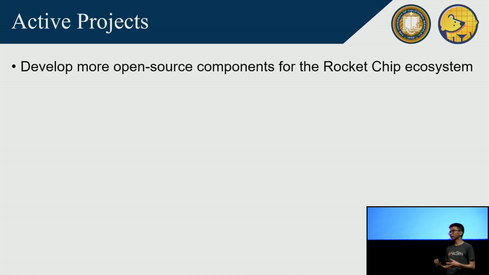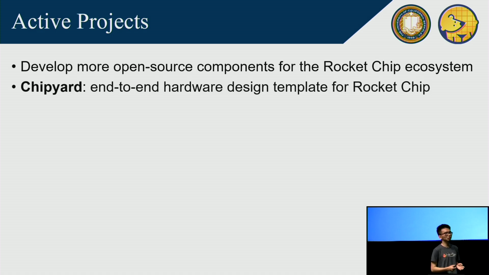At Berkeley, we are continuing to develop more open source components for the Rocket Chip ecosystem. As we finish our research and publish it, we will continuously develop open source repositories, whether they're generators or utilities that extend Rocket Chip, and we'll continually open source them and make them available to the community. Another project I want to talk about is Chipyard. Chipyard is an end-to-end hardware design template for Rocket Chip, which we're currently in the process of building. It's meant to make the task of taking all these different Rocket Chip components, integrating them together, and sending them through the different flows a one-stop shop to do all of these tasks together.